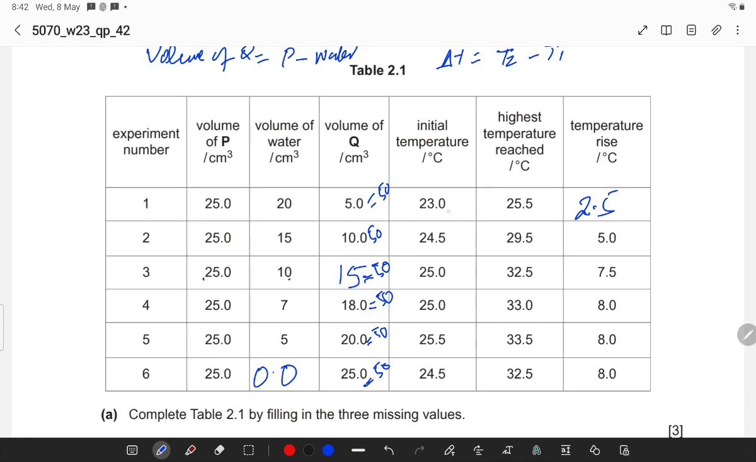23. This is the initial temperature for experiment 1, and all these readings in the table are filled, and this is blank. Please keep it in mind, temperature rise is always highest temperature minus initial temperature, highest minus initial. Okay, so 25.5 minus 23 is equal to 2.5, and 29.5 minus 24.5 is equal to 5, and in this way you can fill the table.